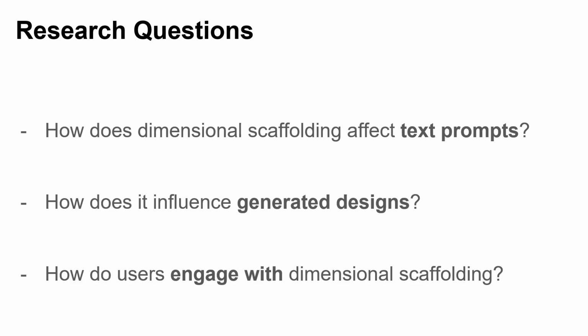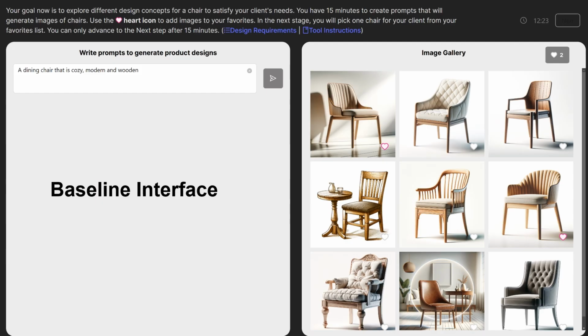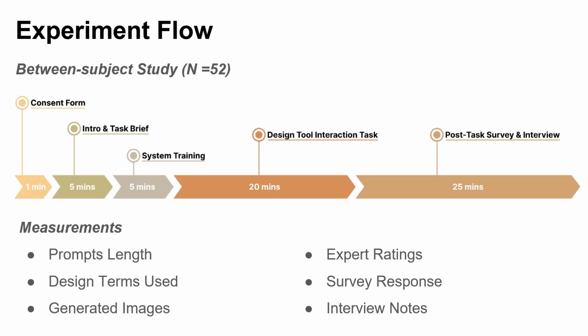Research question-wise, we focus on 3 main ones: how dimensional scaffolding impacts the prompt user writes, how it shapes generated designs, and how users engage with scaffolding itself. We explore these 3 questions in comparison to a baseline condition, where we remove the dimensional scaffolding features. In the 1-hour-long multi-subject study, we brief our participants about the design task and then train them to either use baseline or DesignWeaver interface. Then, after they use our interface to finish the design task, we will follow that up with a survey and semi-structured interview.